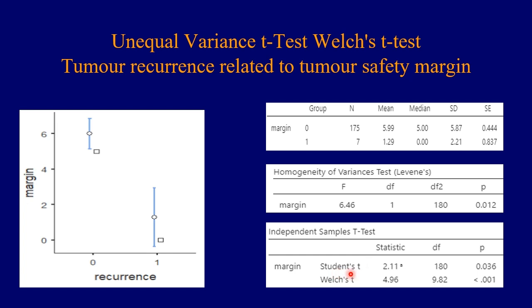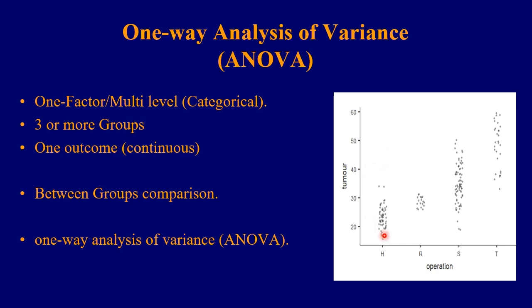And you could see from the result here that even if you use the student's test, it is still a significant difference between the two, but you should be using the Welch's modification, and this showed a very significant result.